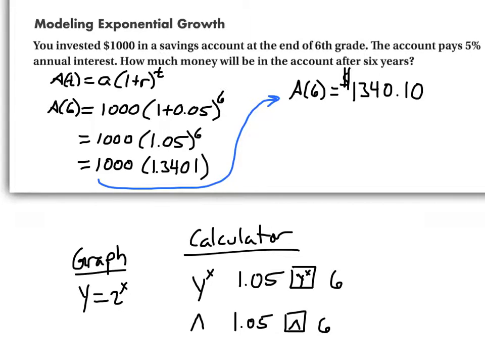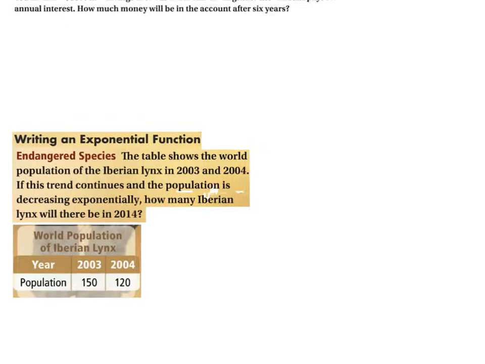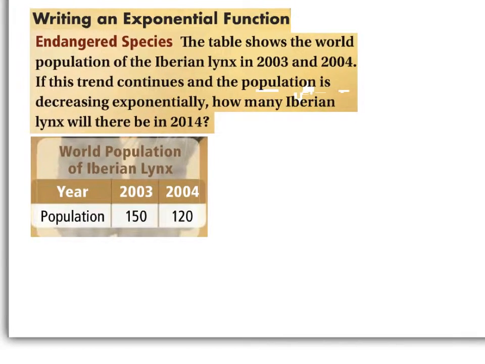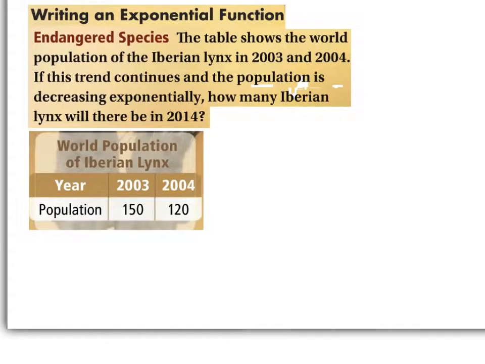Questions? Let's take a look at the next example. Now, this next example is not dealing with finances anymore. It's now dealing with endangered species and animal populations. Okay?